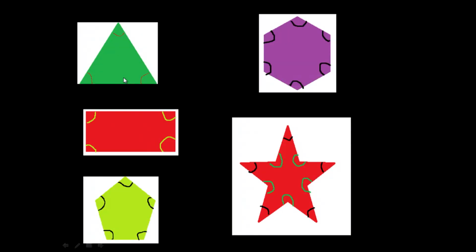Look here. I have marked the angles with color pencils. This is a triangle having 3 angles, a rectangle having 4 angles, and this one, how many? A pentagon having 5 angles. This is a hexagon having 6 angles, and so on.